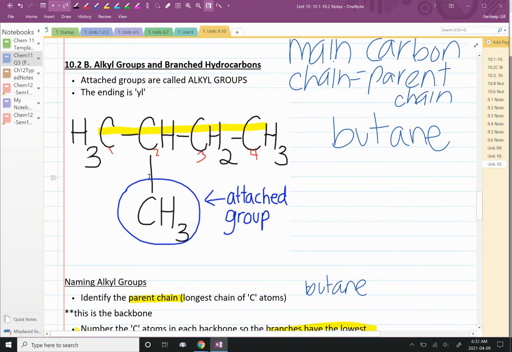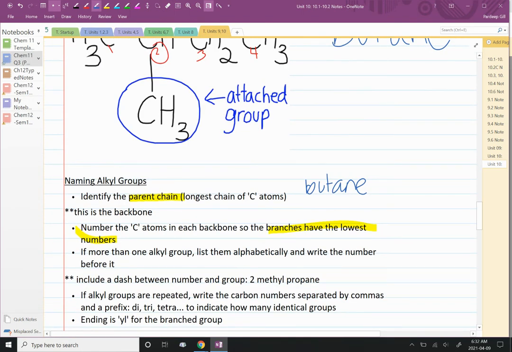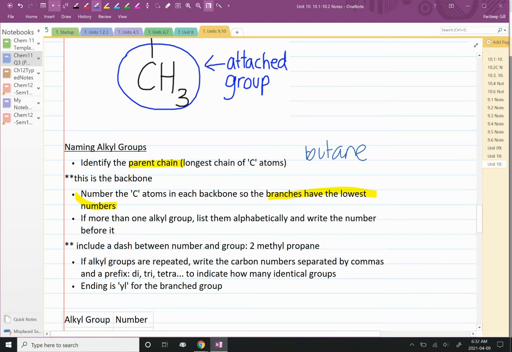So if you take a look here, I numbered starting left to right. If somebody has started numbering right to left, 1, 2, 3, notice we'd get a 3. That's too big. So we want to go with this numbering system from left to right. So you always want to make sure that the branch has the lowest number. So we've done that. Then if there's more than one alkyl group, list them alphabetically and write the number before it. Include a dash between the number and group.